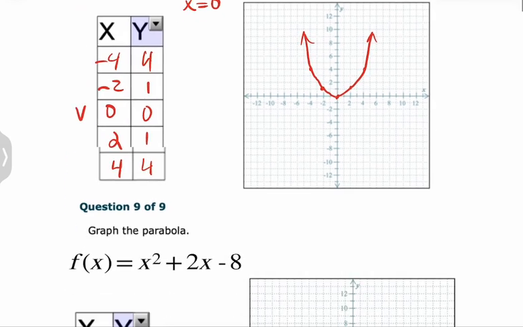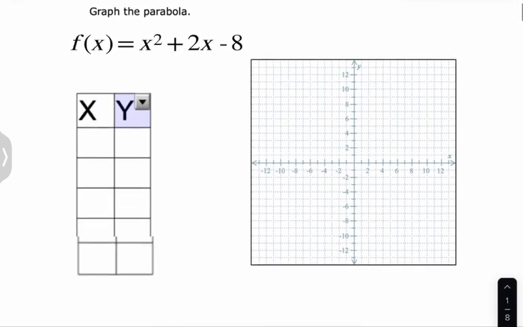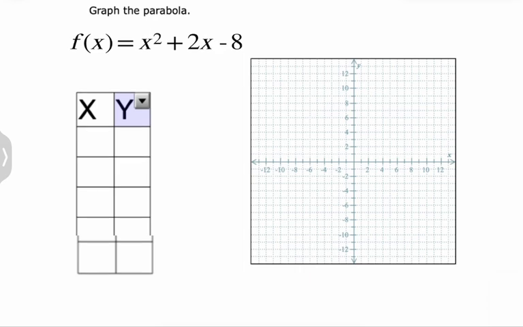Okay. Now let's do one that's a little more complicated. So when you see one like this, first thing I would suggest doing is calculating -b over 2a. That is going to find our vertex as x.